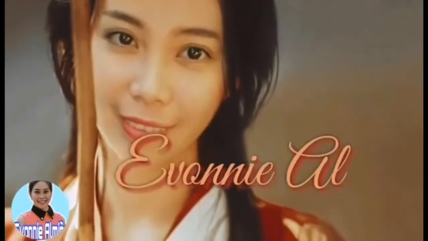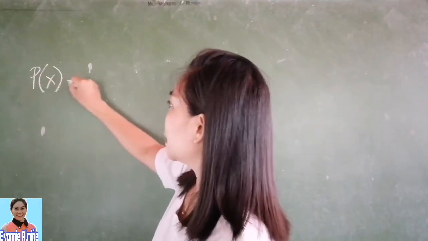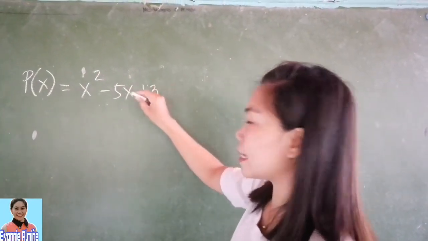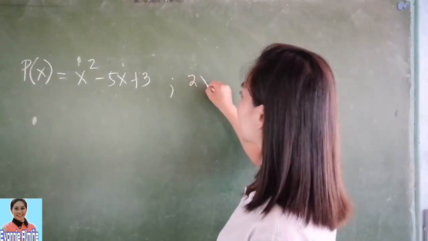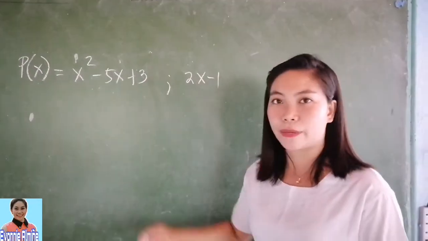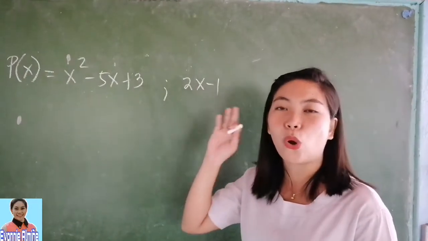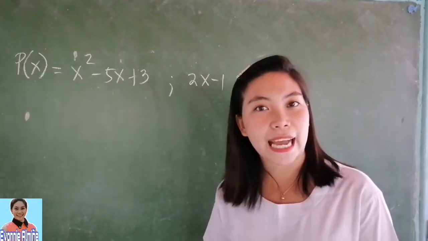Okay, last example na po natin ito para sa video kong ito. So, we have p of x is equal to x squared minus 5x plus 3. I-divide po natin kay 2x minus 1. Okay, meron po tayong numerical coefficient na visible, di ba po? Or, the numerical coefficient of our divisor is greater than 1.